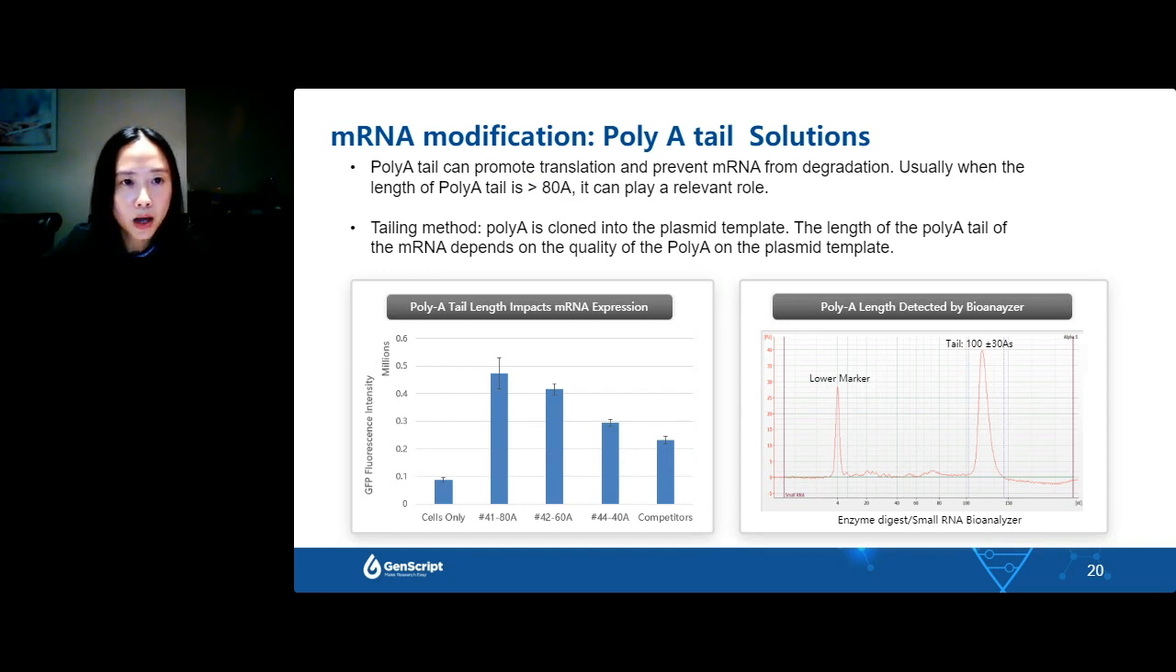Next is the poly-A tail solutions. Poly-A tail can promote translation and prevent mRNA from degradation. Usually, when the length of the poly-A tail is more than 80, it can play a relevant role. So in GenScript, our tailing method is to clone poly-A into the plasmid template. And the length of the poly-A tail on the mRNA, the quality, depends on the plasmid template.